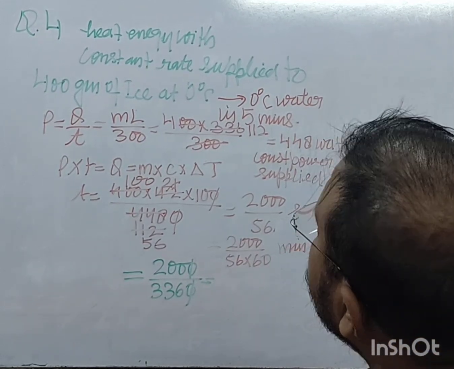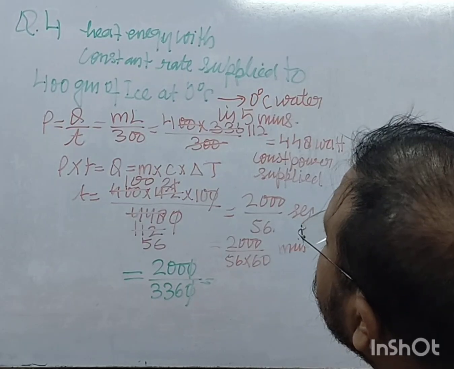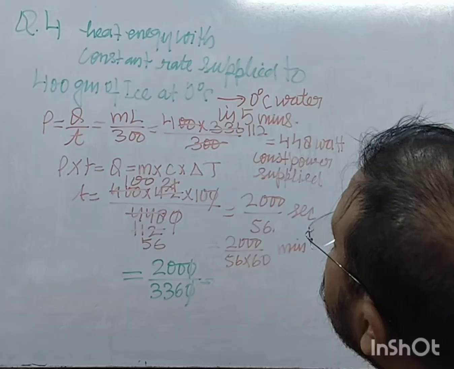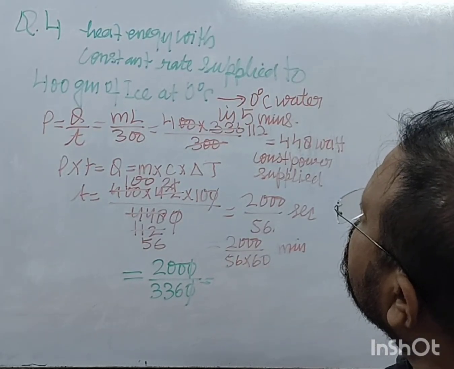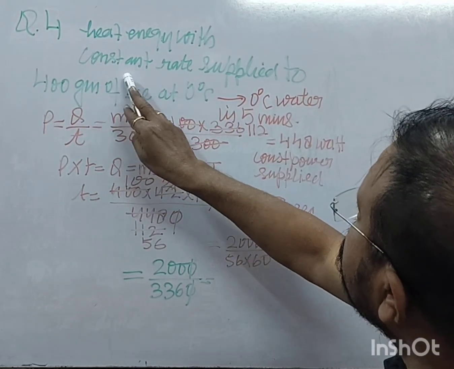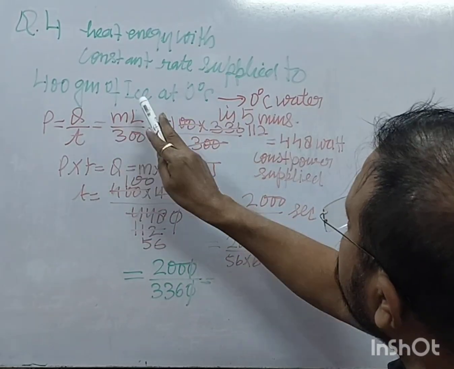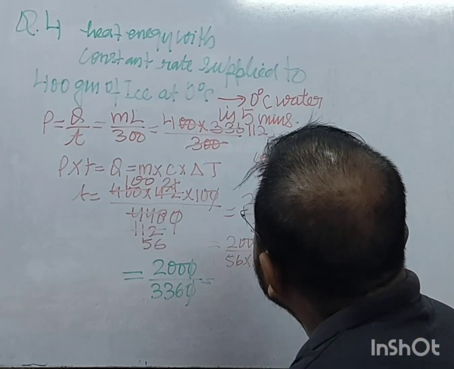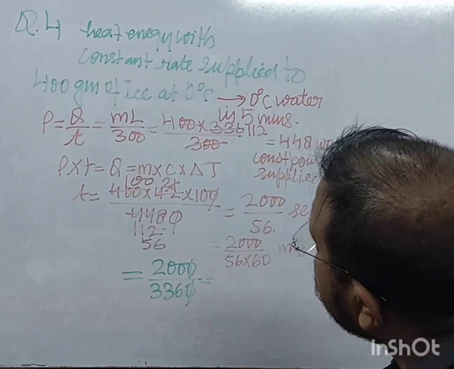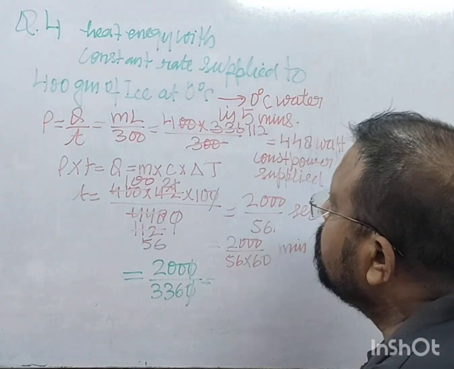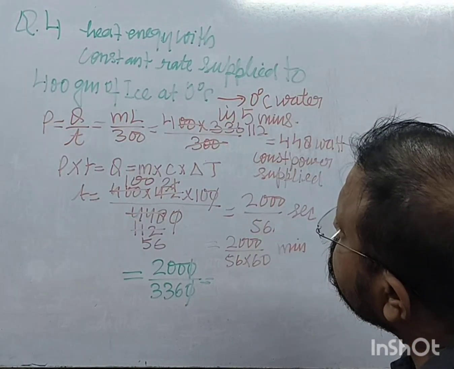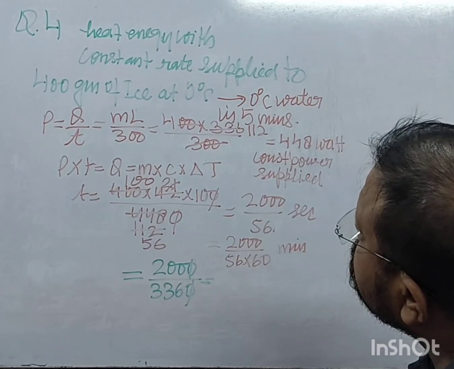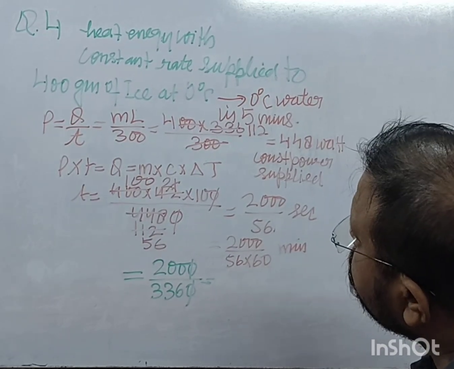पावर कितने सेकंड के लिए चल रही थी? 5 minutes, हाँ लिखा है मैंने. हीट एनर्जी कांस्टेंट रेट सप्लाइड टू 40 ग्राम इन 5 मिनट्स. 5 मिनट्स को जब हम सेकंड में लाएंगे तो 300 सेकंड्स हो जाएगा. अब 300 सेकंड्स को हमने... कितने वॉट हो गया?